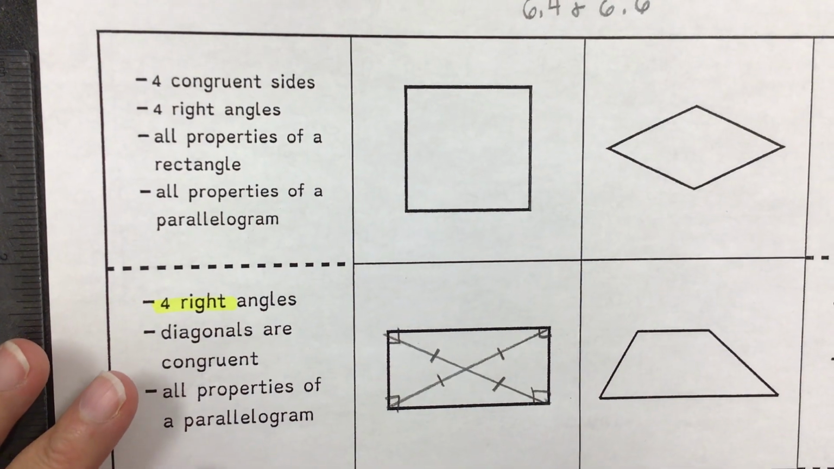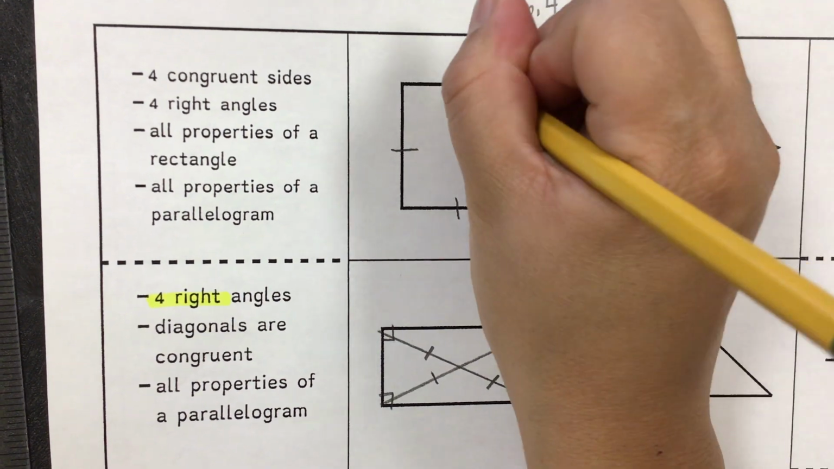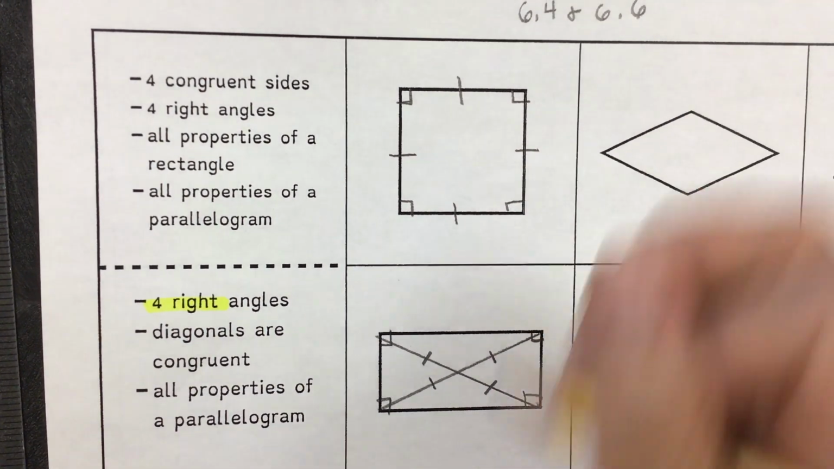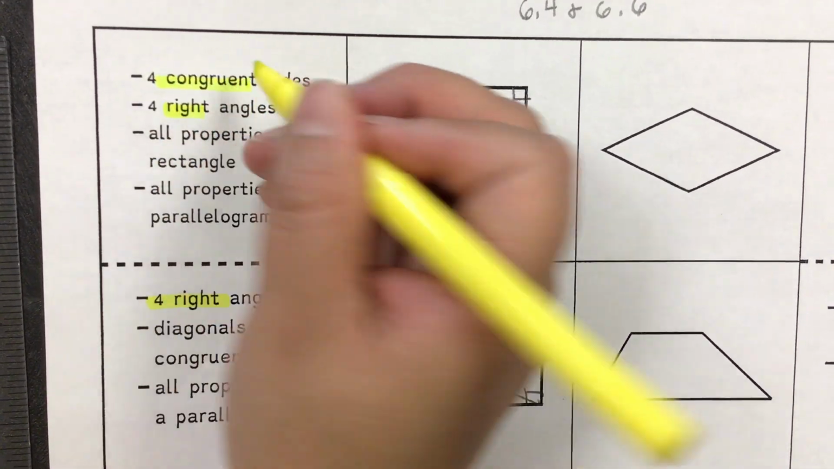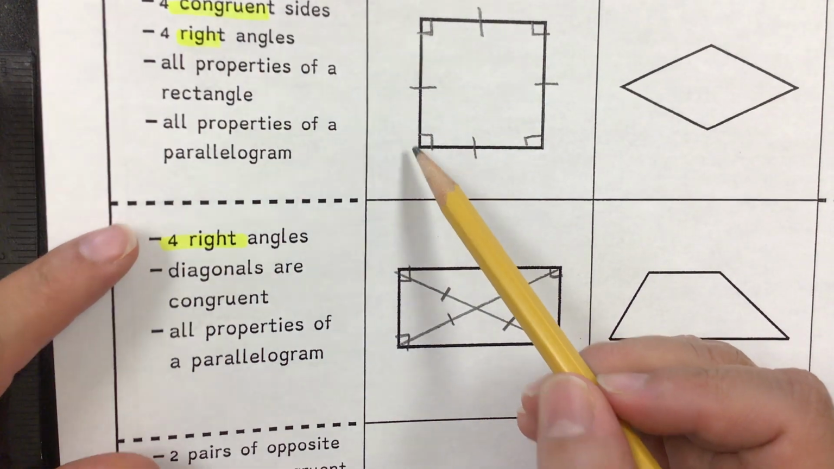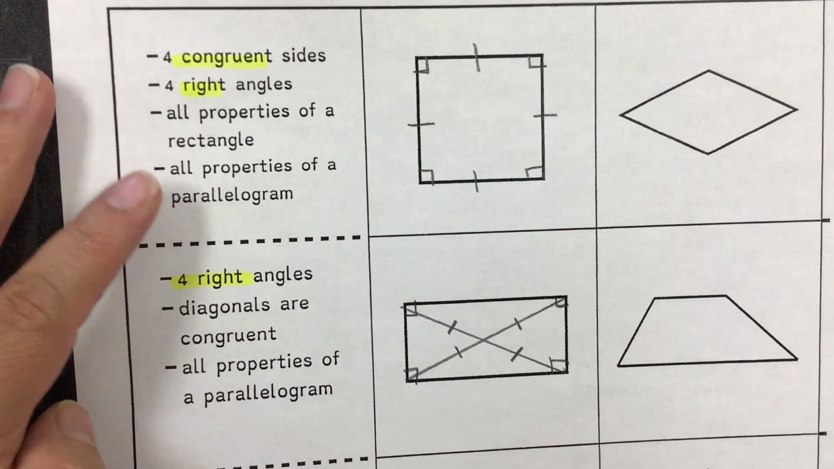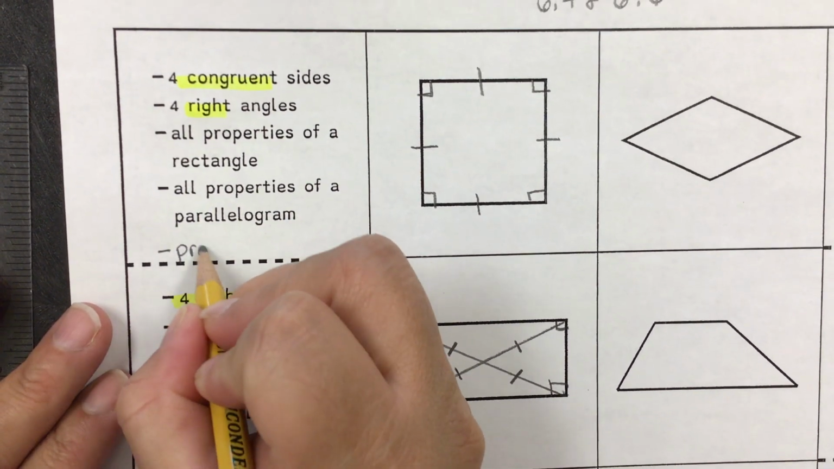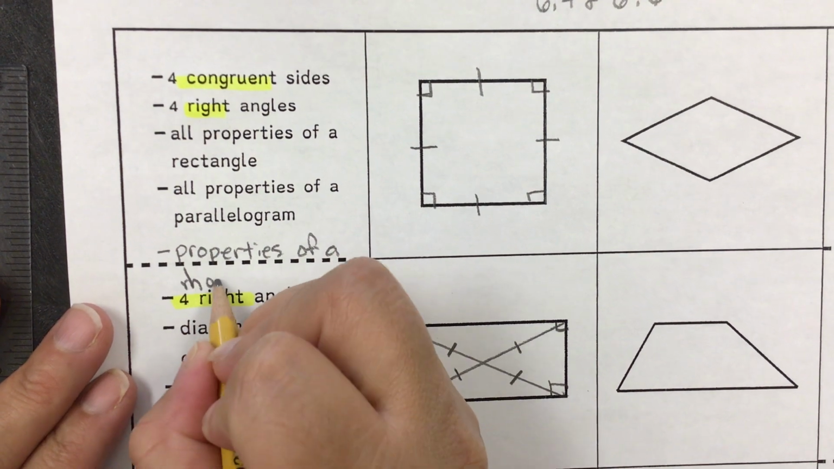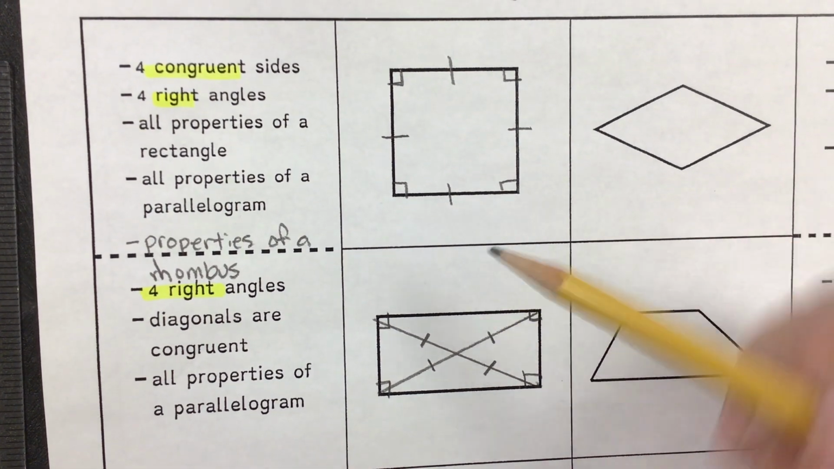For a square, all the sides are congruent. We have all right angles. So to be a square, it has to have those two conditions, that it has both right angles and congruent sides. It has all the properties of a rectangle, so we already know that it has 90 degrees and that the diagonals are congruent. It also has all the properties of a parallelogram, all of them. And it has the properties of a rhombus. Don't forget, a square is a type of rhombus. A square is also a type of rectangle.